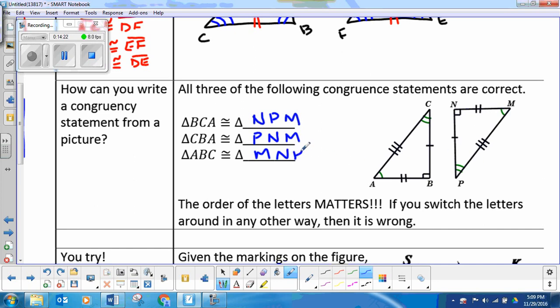Now the same process or the same path would work if we just had sides marked. Because for B to C to A, I'm going from B, I'm crossing 1 mark, go to C, and then I cross 3 marks. For this other triangle, if I start with N and go to P, I cross 1 mark, and then from P to M.